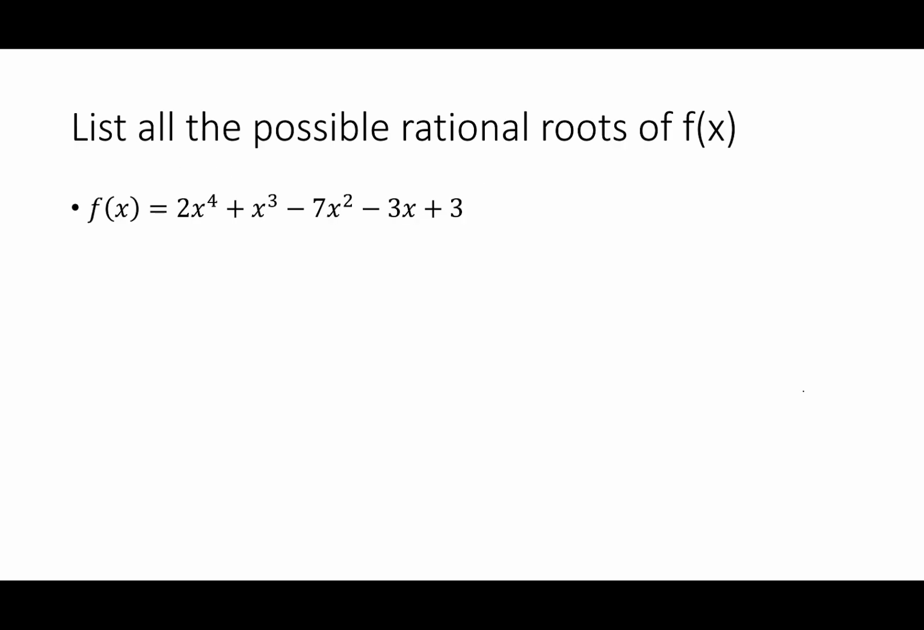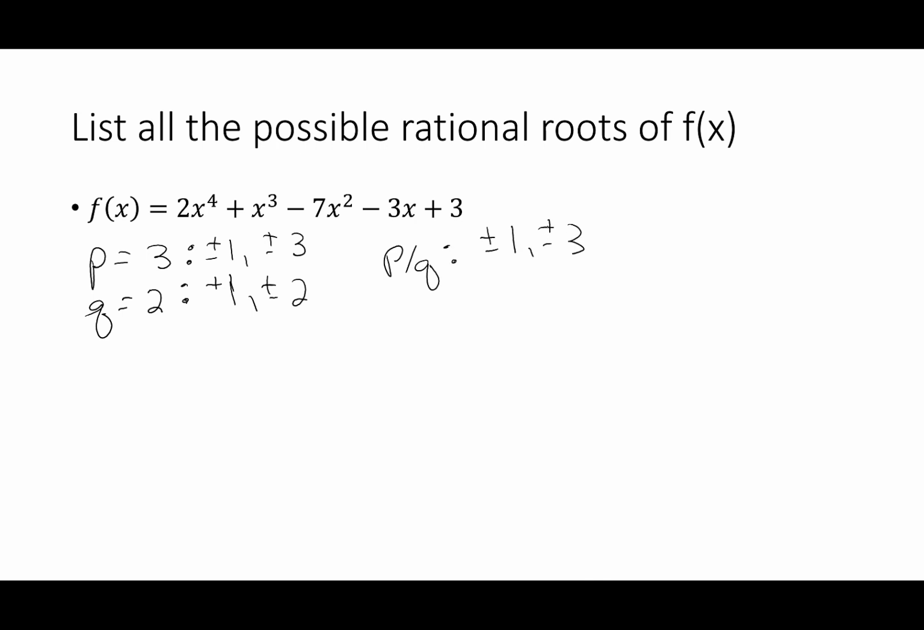I have 2x to the 4th plus x cubed minus 7x squared minus 3x plus 3. So again, I'm starting with p, which this time is 3, and it has factors of plus or minus 1, plus or minus 3. Q is 2. It has factors plus or minus 1, plus or minus 2. P over Q, I have plus or minus 1, plus or minus 3, and that's from dividing by 1. Then when I divide by 2, I have plus or minus 1/2 and plus or minus 3/2.